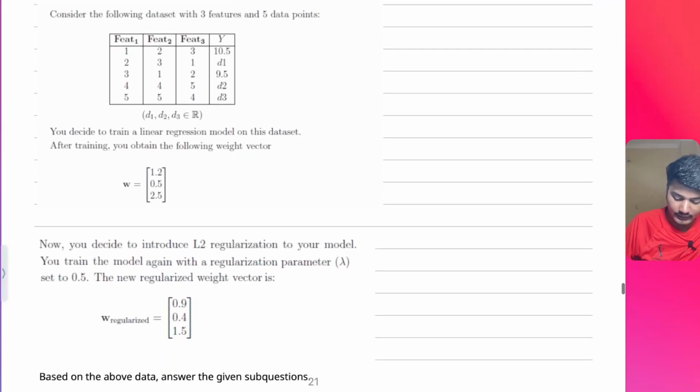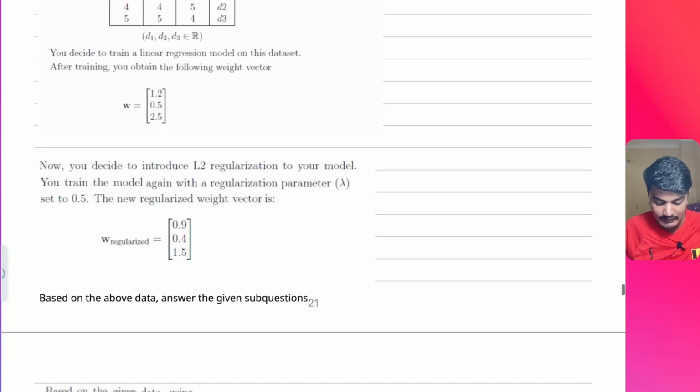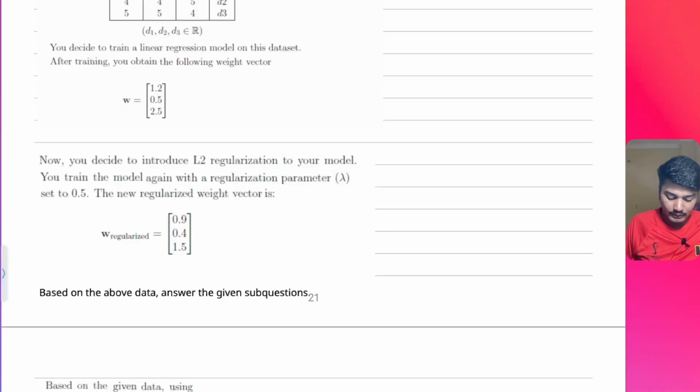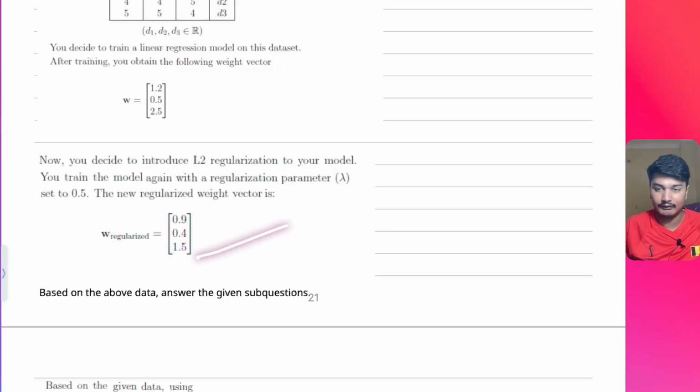Now the next question is: consider a dataset with 3 features and 5 points, given like this. You decided to train a linear regression model on this dataset. After training, you obtain the following weight vectors. Now you decided to introduce L2 regularization to your model. You train the model again with regularization parameter lambda equals 0.5, and you get the new weight vectors, that is this. After regularization, you will get weight vectors like this.